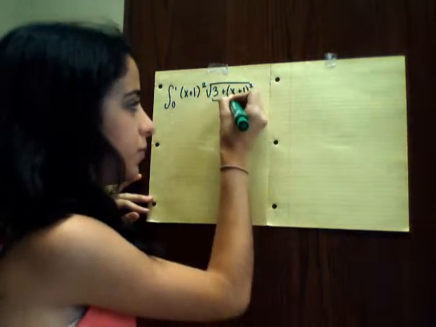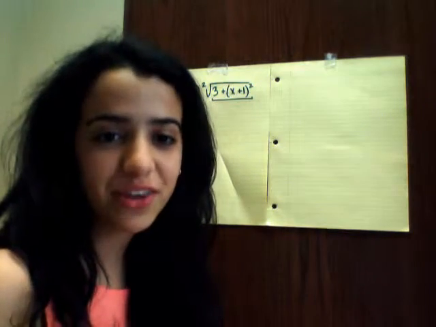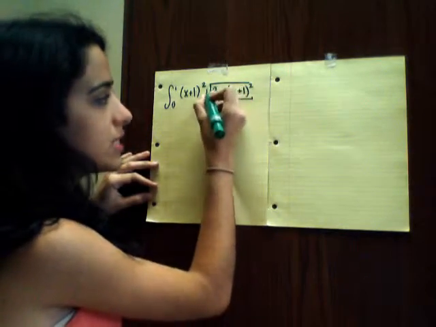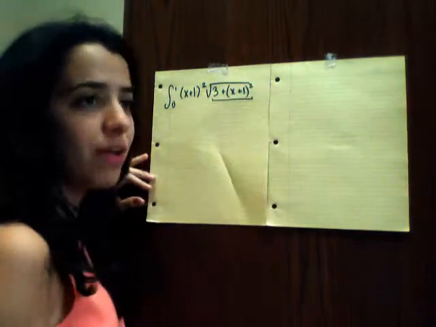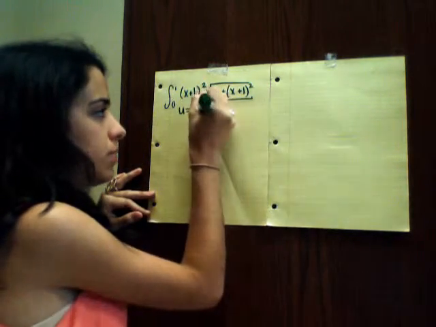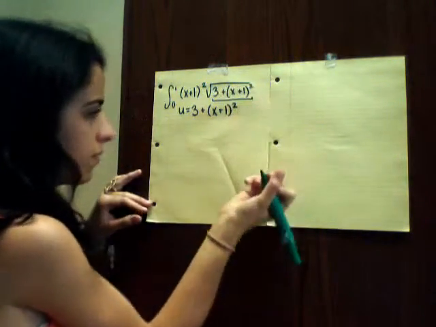substitute by u. This is called substitution by u. What we're going to do is give the value inside of the square root a value of u. So u is going to equal 3 plus (x plus 1) squared.